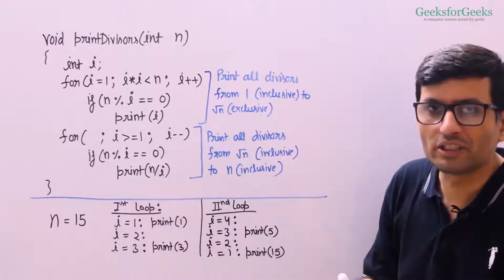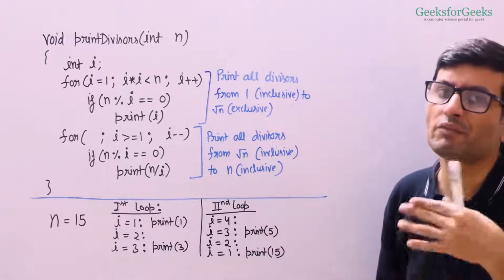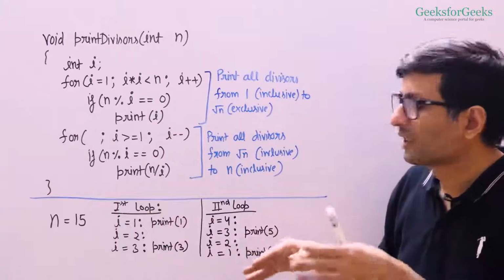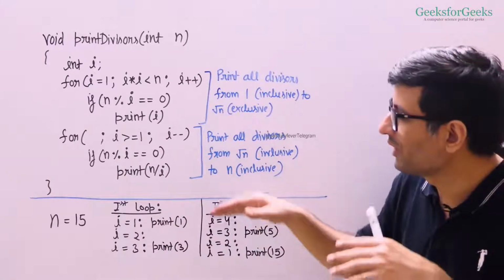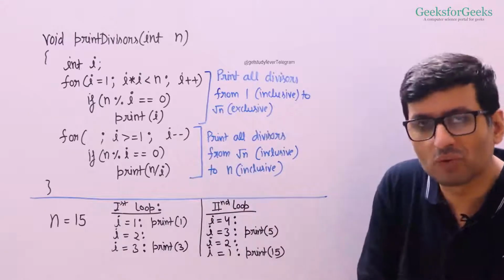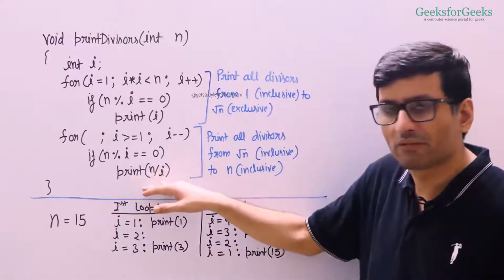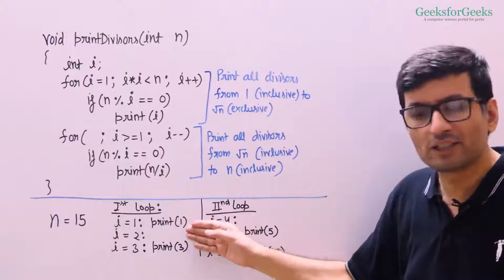When you come to 3, 3 divides 15. But this time we do not print 3, we print 5. So we print n by I, right? So we print 5 here. Now we come to 2, we decrease the value, right? And 2 does not divide, so we will not do anything. Now we will come to 1 and 1 divides 15. So we are going to print 15 by 1, which is 15. This way we get all the divisors in the sorted order.